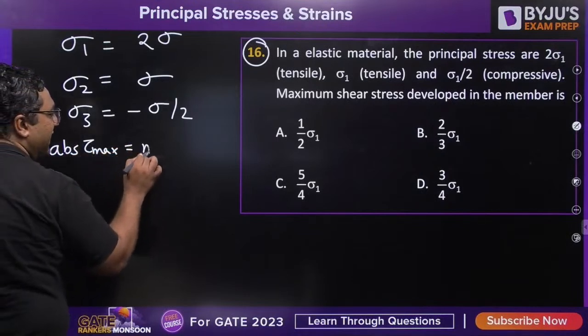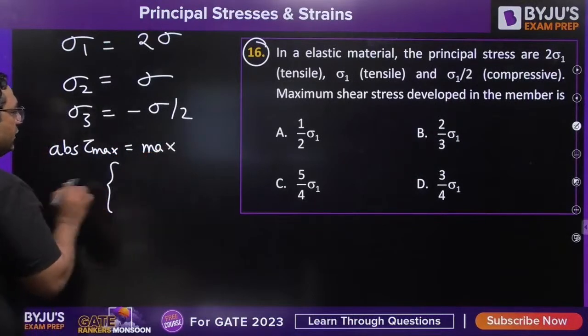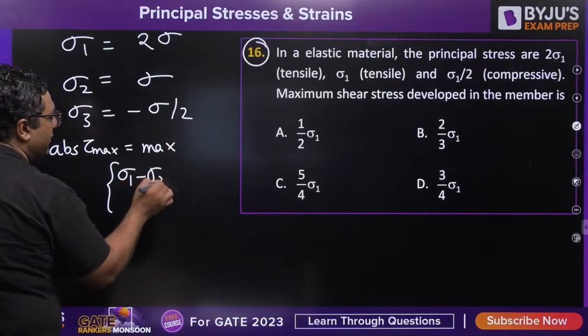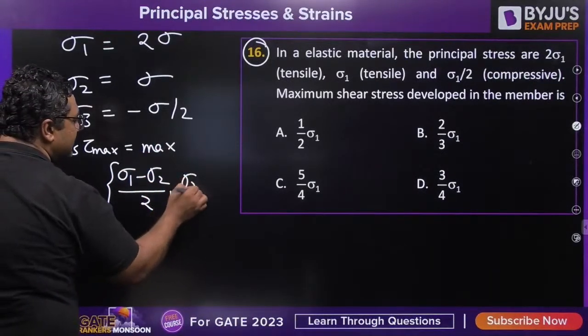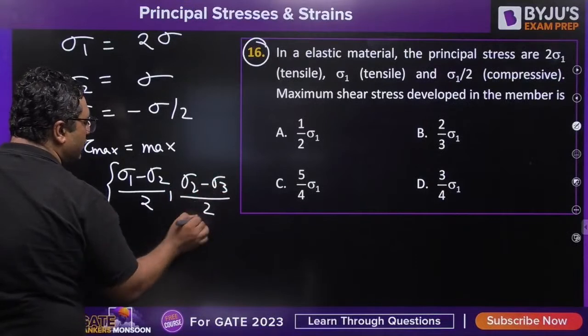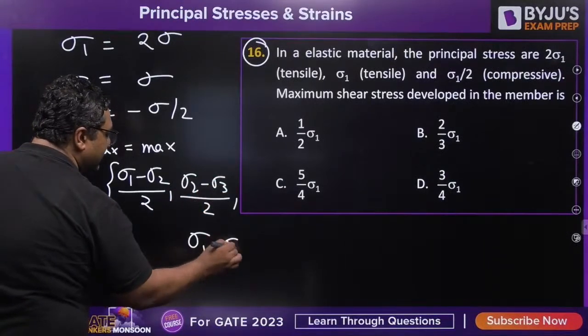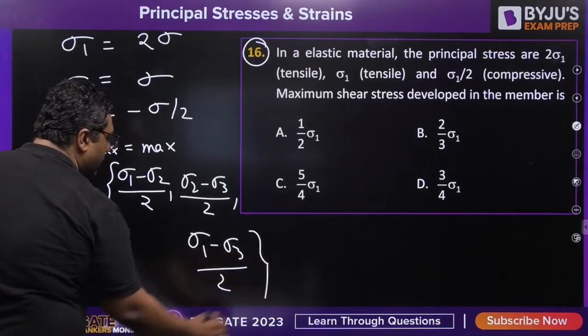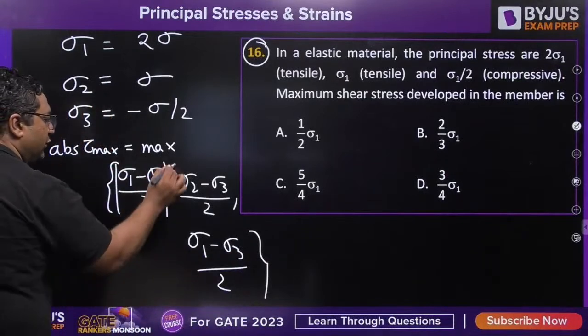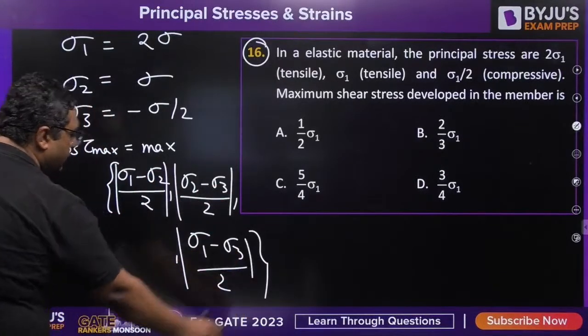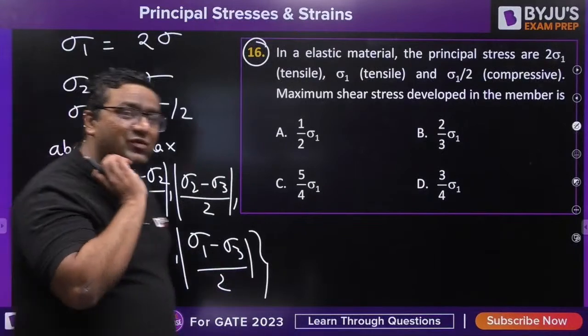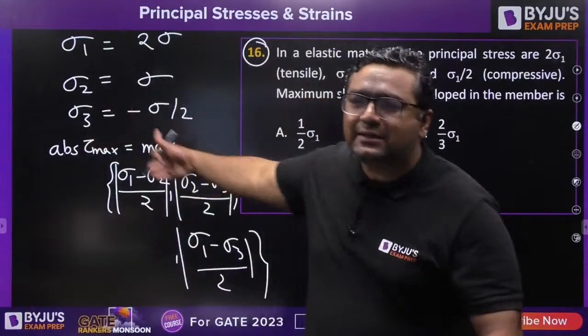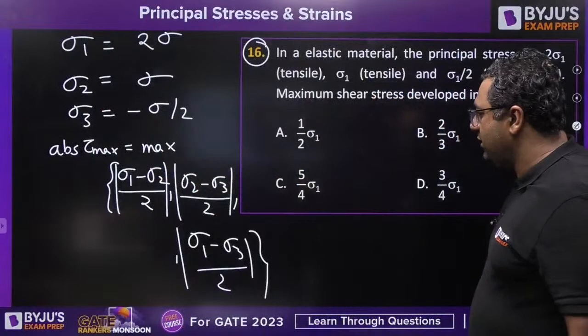You know it is given as the maximum of (sigma 1 minus sigma 2) by 2, (sigma 2 minus sigma 3) by 2, and (sigma 1 minus sigma 3) by 2. Always take the modulus, so you need to see the magnitude only. Solve this, guys. This is once again a type of question; when you see this, you get the idea how to solve it.